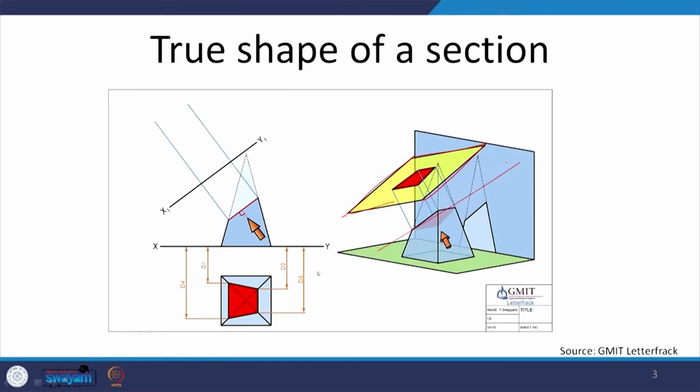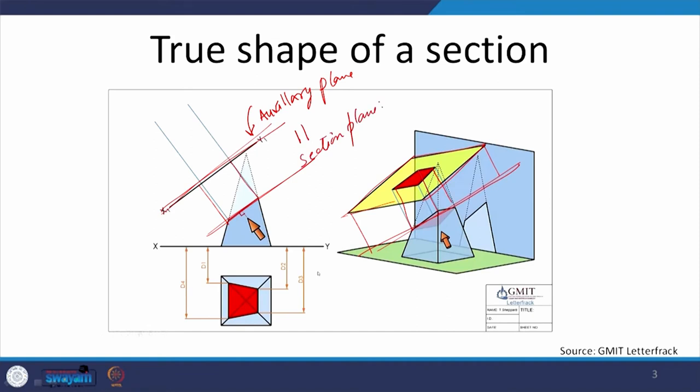So when the section is projected onto a plane which is parallel to the plane of section, or section plane, which is what is evident from here, we will see the true shape of the section. If you recall, this will be the auxiliary plane here. So the true shape of the section will be projected on an auxiliary plane parallel to the section plane.